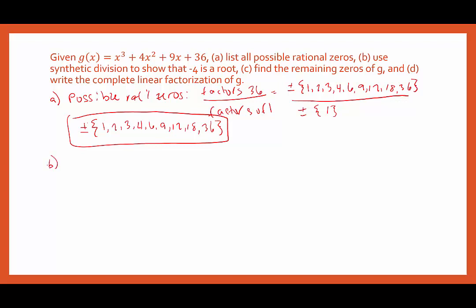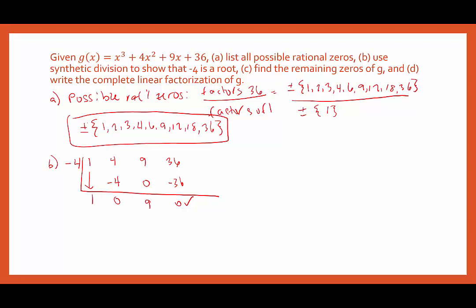Okay, in letter B, we're going to use synthetic division to show that -4 is a root. So to set up synthetic division, we put -4 outside our upside down division, and then we write the coefficients and constants. That would be 1, 4, 9, and 36. Bring down the 1, multiply -4 to 1, add, multiply, add, multiply. We have this remainder of 0. That's what demonstrates to us that -4 is in fact a root. That's how we know, because the remainder is 0. Okay, so that was part B.